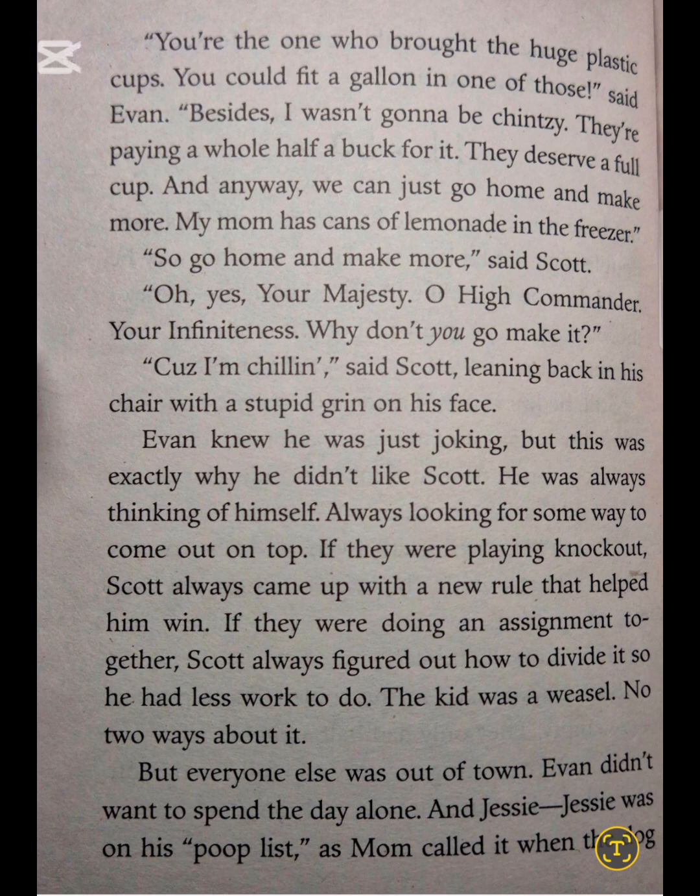Evan knew he was just joking, but this was exactly why he didn't like Scott. He was always thinking of himself, always looking for some way to come out on top. If they were playing knockout, basketball game, so fun, Scott always came up with a new rule that helped him win. If they were doing an assignment together, Scott always figured out how to divide it so he had less work to do. The kid was a weasel. No 2 ways about it. A weasel doing less work.